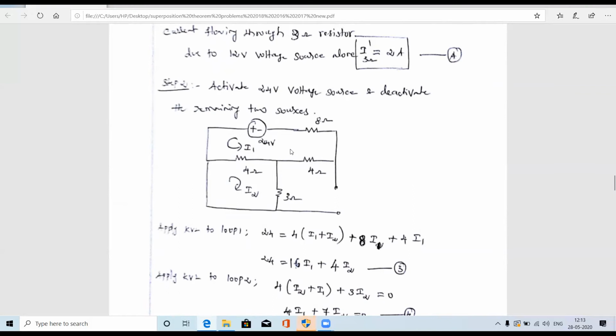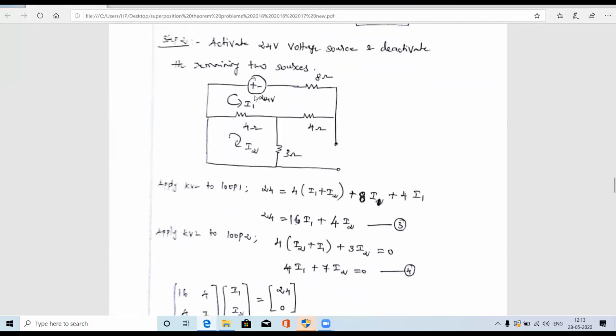At this time, we have to find the current flowing through the 3 ohm resistor. In the circuit, there are 2 loops. This is an open circuit, and you know, in an open circuited terminal, no current will be flowing. But here, consider the current flowing in this loop as I1 and the current flowing in this closed loop as I2. So there are only 2 loops.